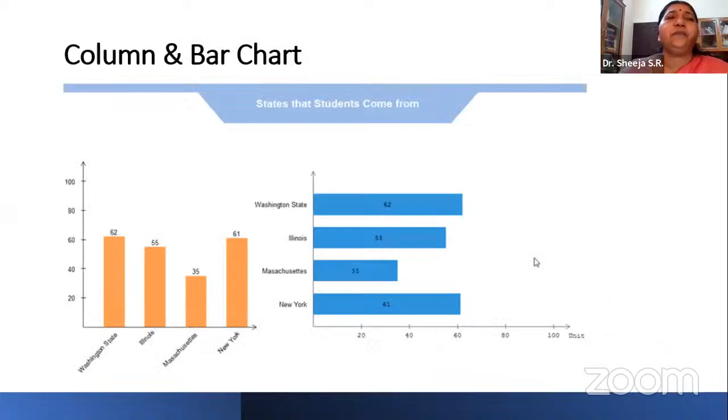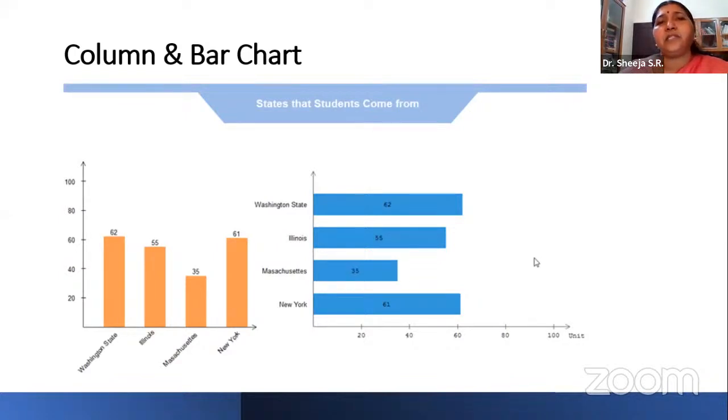As I have already mentioned, there is a slight difference between column and bar chart. Certain texts do not make any distinction between column and bar chart. However, in Excel, you can see the difference. If you are using horizontal rectangles, that is known as a bar chart, and the vertical columns are known as a column chart.